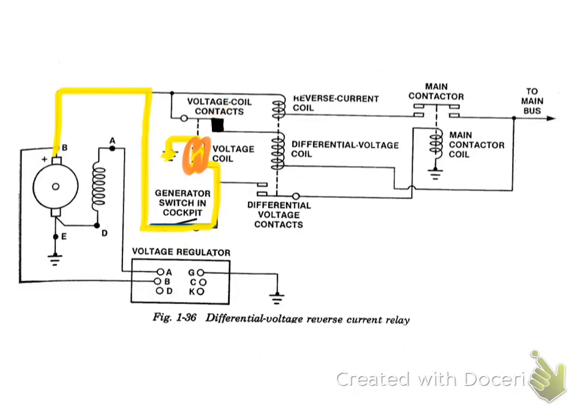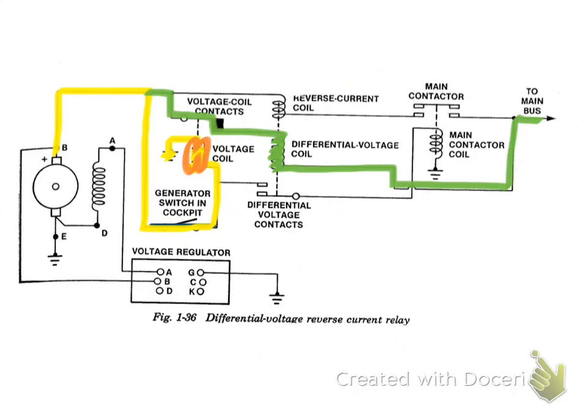Current will now flow down this way through those voltage coil contacts, through the differential voltage coil, and out to the main bus. That's just because now we have a voltage difference between where the green line starts on the left and where the green line ends on the right. There's a voltage difference, so current is flowing.